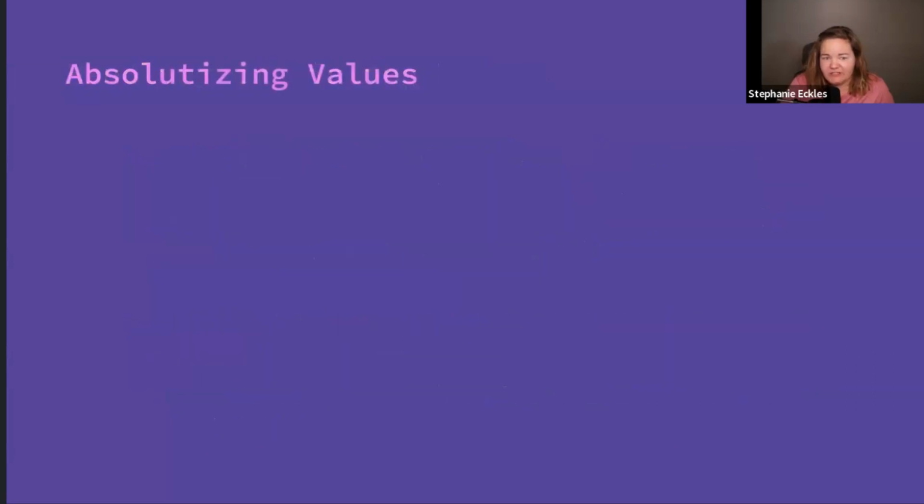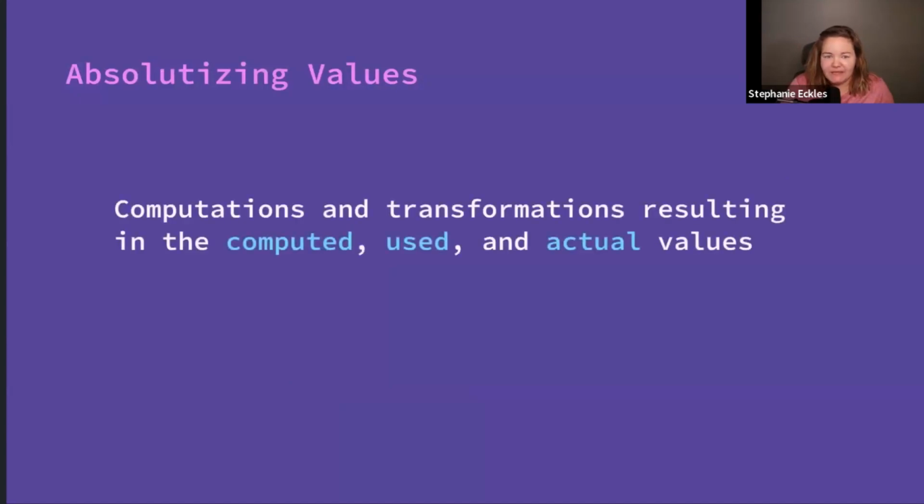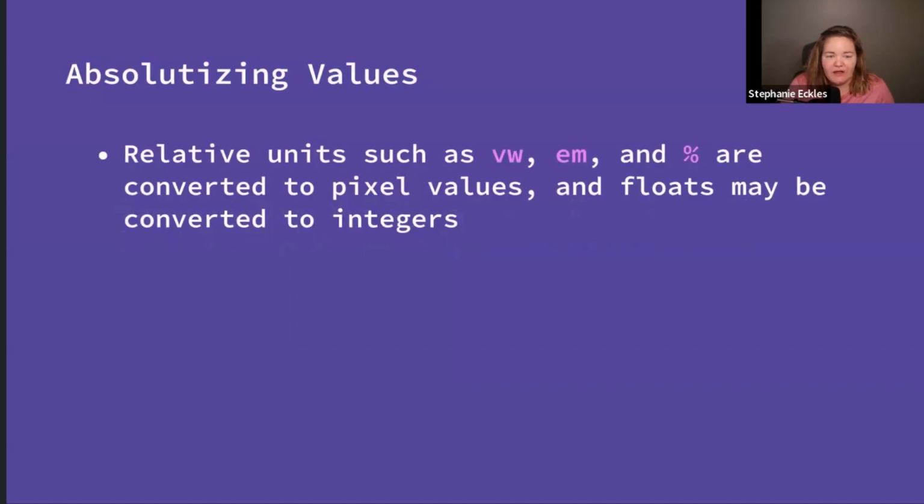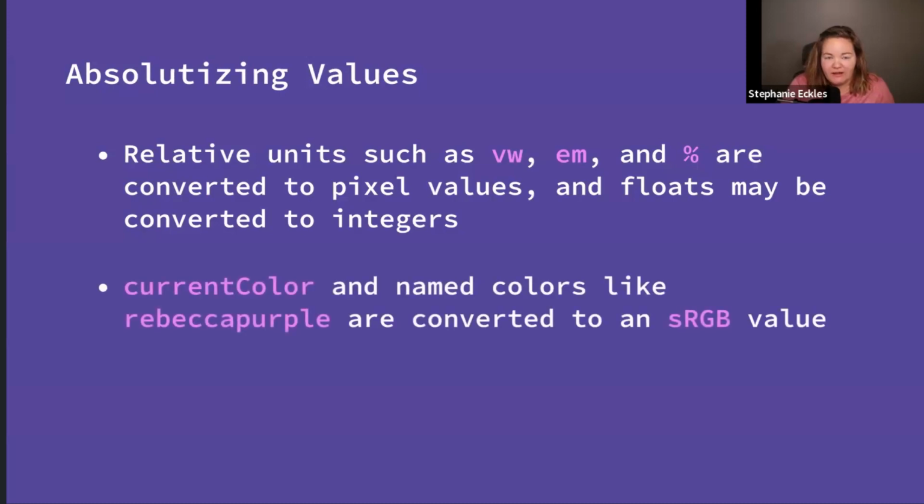Some property definitions require further computation to absolutize the values. These transformations result in the computed, used, and actual values, which refer to the progressive steps that may be involved to end up with an absolutized value. Some value transforms that may occur include relative units such as vw, ems, and percents being converted to pixel values, and floats may be converted to integers. Current color and other named colors like rebeccapurple are converted to an sRGB value.